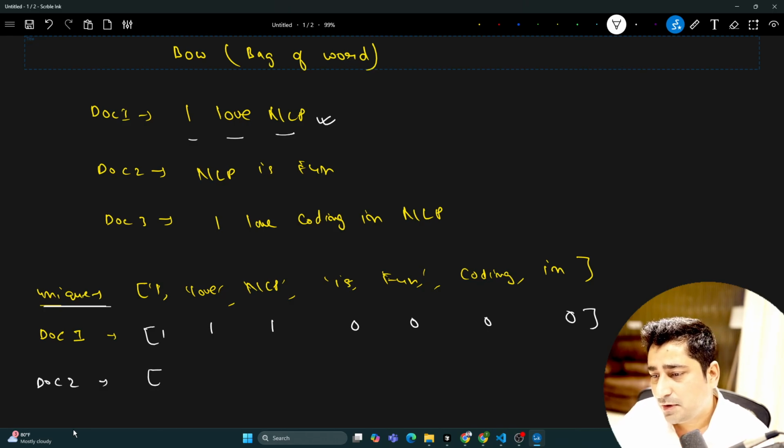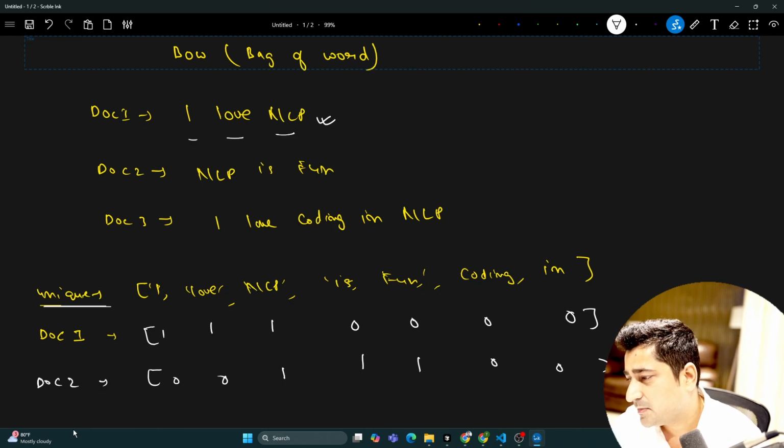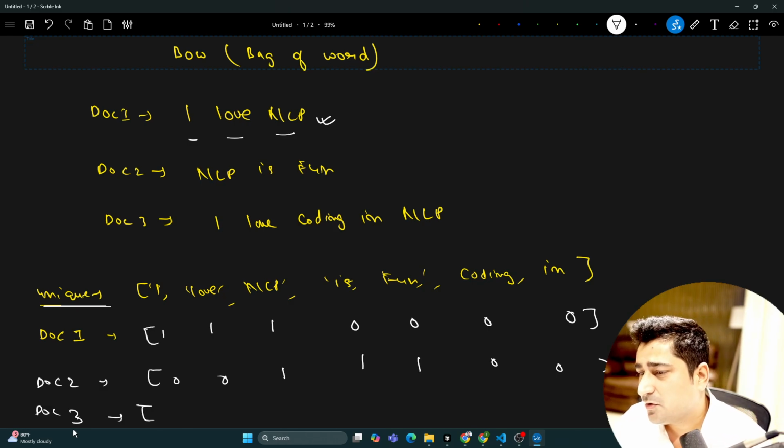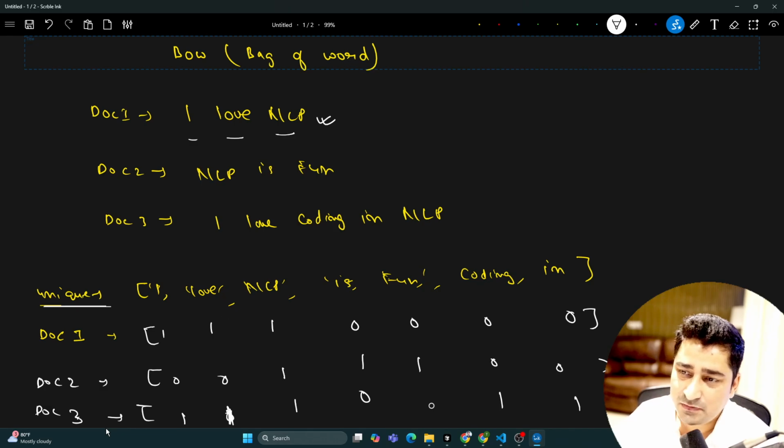Now we have document 2 over here, as you can see. So in document 2, NLP is fun. NLP 1, is 1, fun 1. The rest of the values are going to be 0, 0, 0, 0. Simple. And now if I talk about document 3, again the same thing is going to happen: I love coding in NLP. So wherever we have I 1, love 1, NLP 1, we don't have is, we don't have this one, we have coding, and we have in. So this is the data which represents my document 3. In this way, I'm able to convert all of my data into its numerical representation.